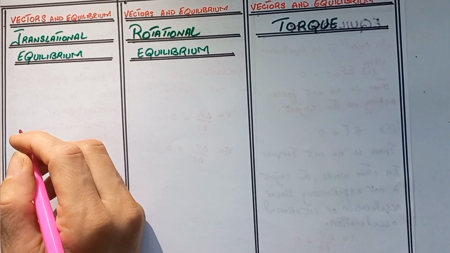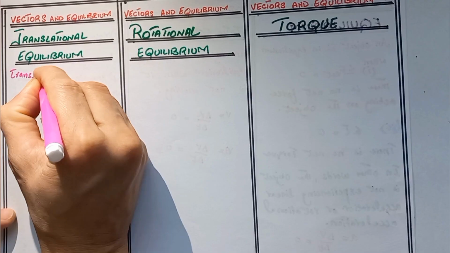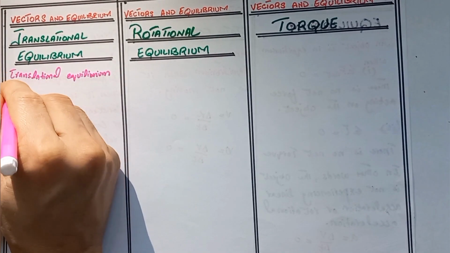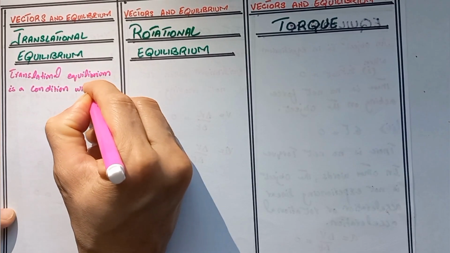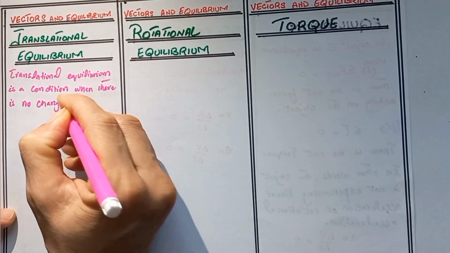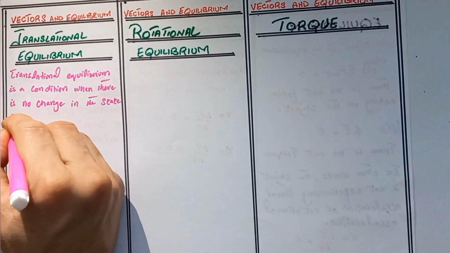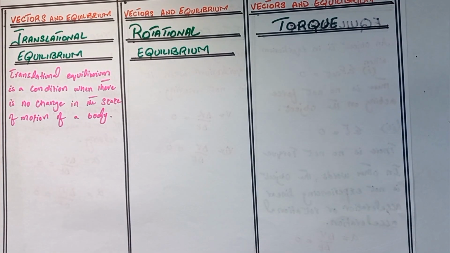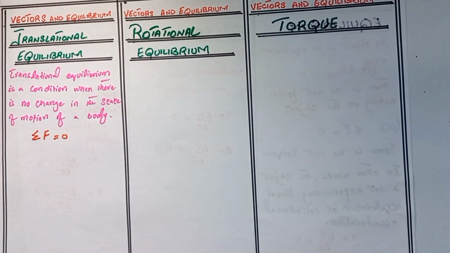Now we discuss the translational equilibrium. Translational equilibrium is a condition when there is no change in the state of motion of a body. So here we write that in translational equilibrium, all force is equal to 0.